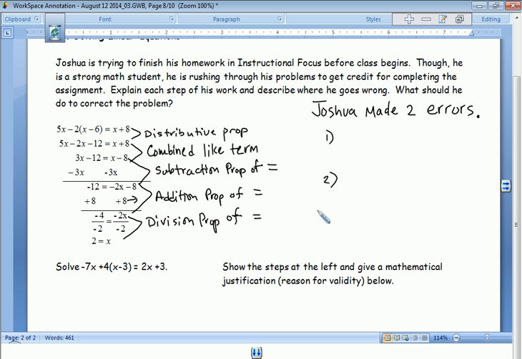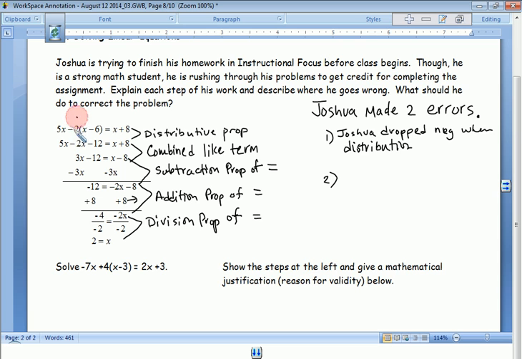TJ? Yes. Okay, the 12 should be positive. The 12 should be positive. Joshua did not distribute correctly, did he? Joshua dropped the negative when he was distributing. He forgot about the negative.